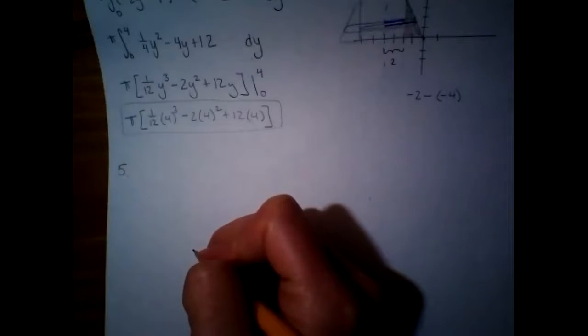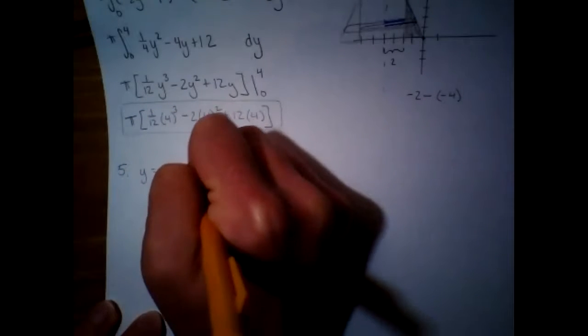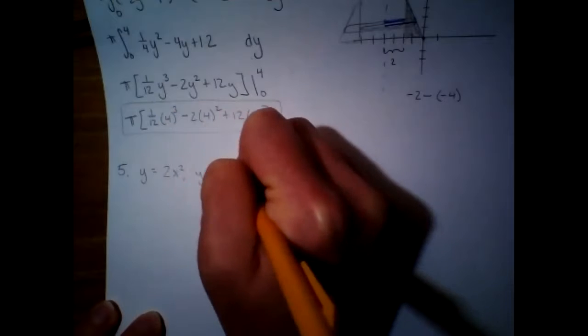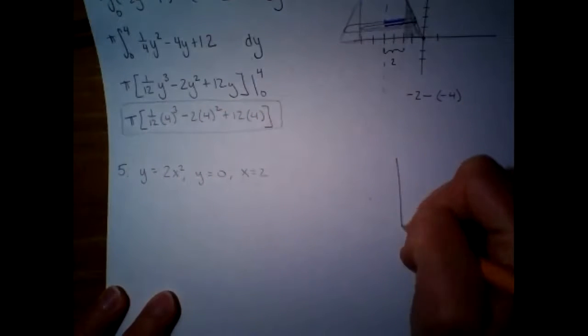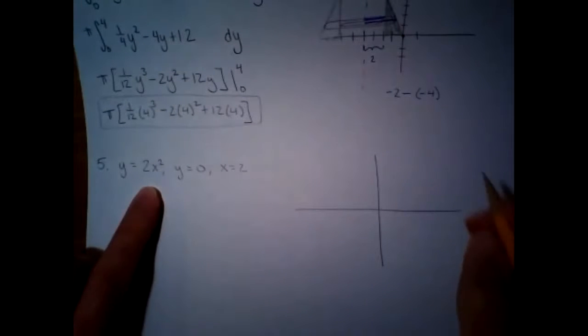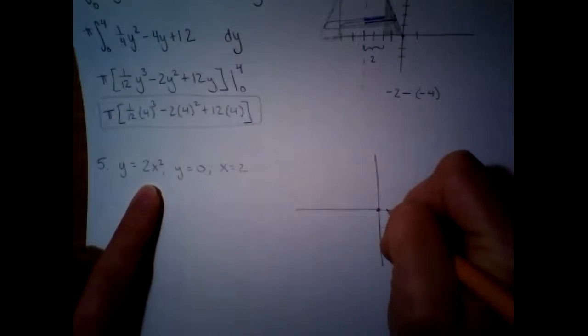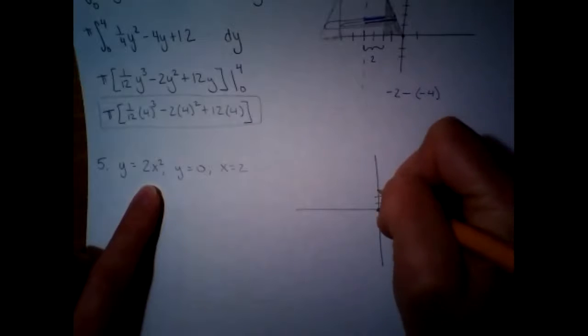So find the volume formed by rotating the region bounded by y equals 2x squared, y equals 0, and x equals 2, about the line y equals -2. All right, so let's graph this first. y equals 2x squared. That's going to give us (0, 0), (1, 2), and (2, 8).